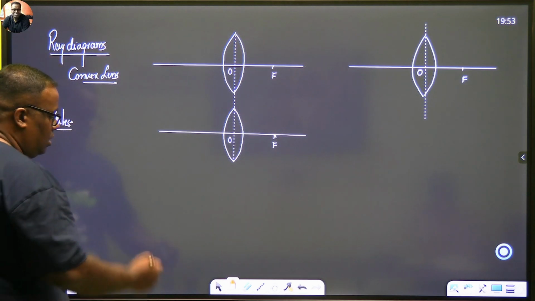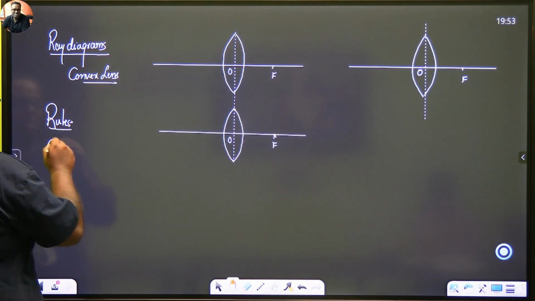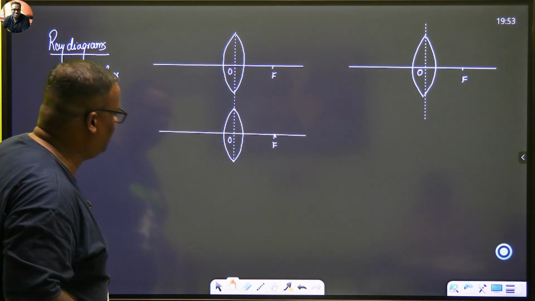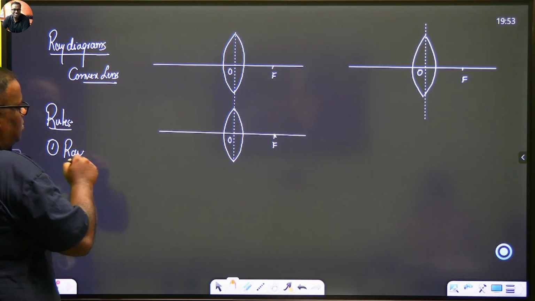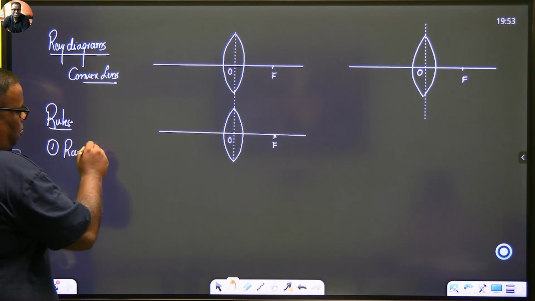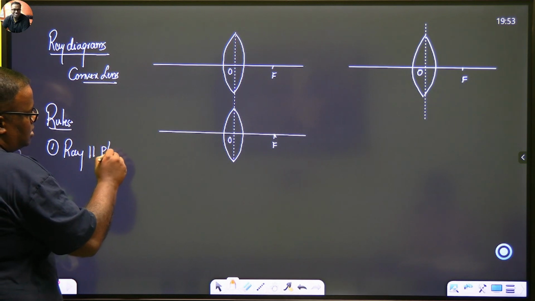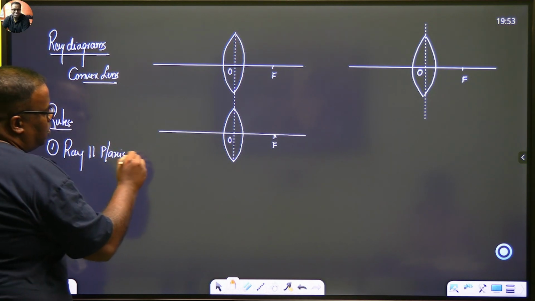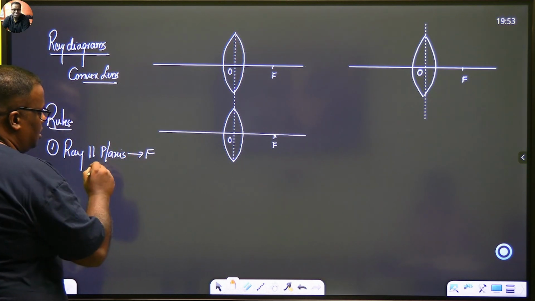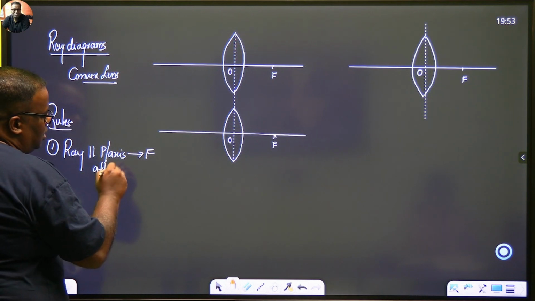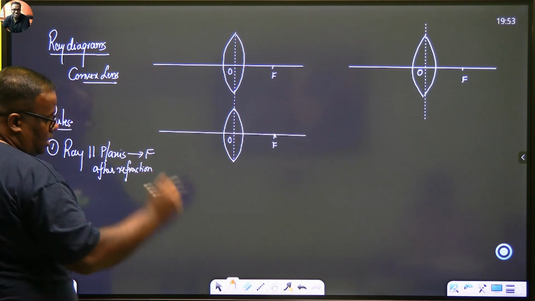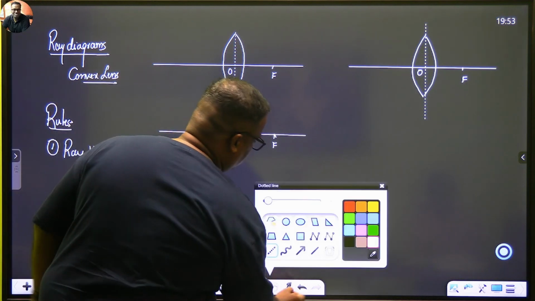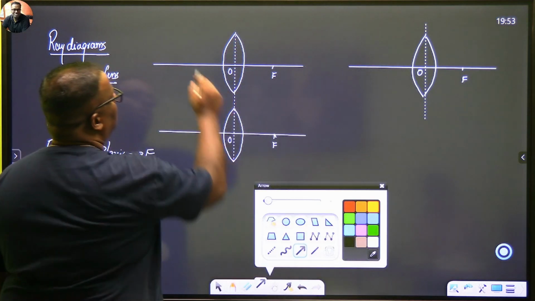Okay, come. Rule number 1. I'll write it in short. My hands are paining now. You try to write it in full. Ray means incident ray. Parallel to principal axis, passes through focus after refraction. I will draw and show you. You will get to know it very easily. So a ray which is parallel to the principal axis, this is the first rule.